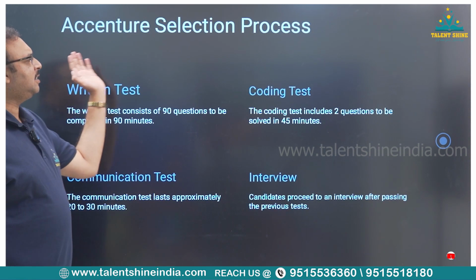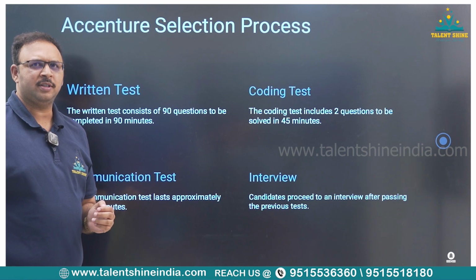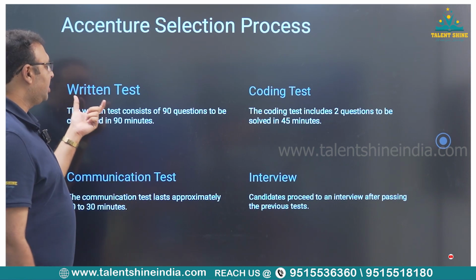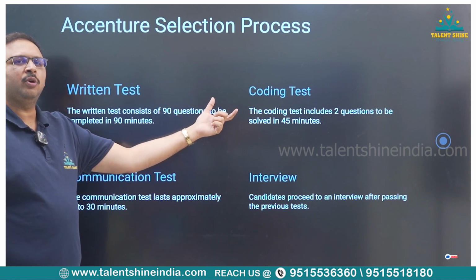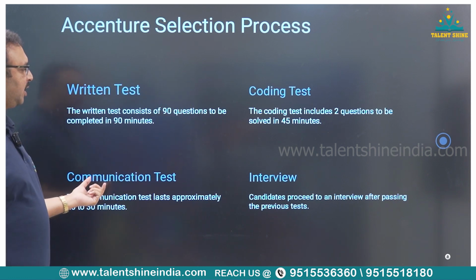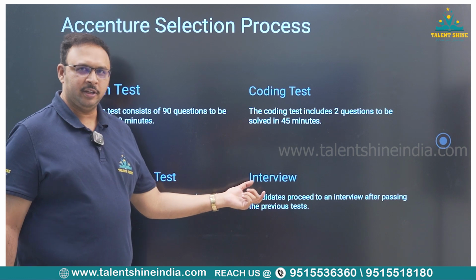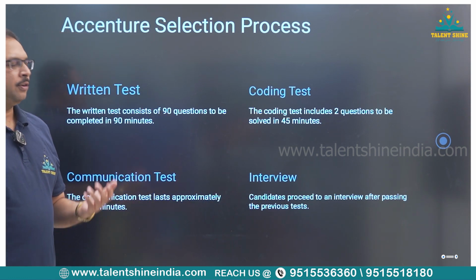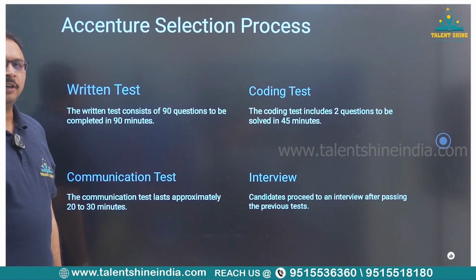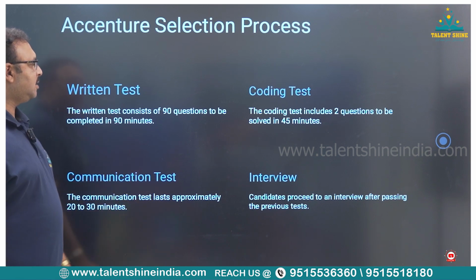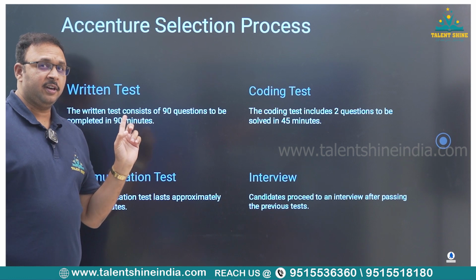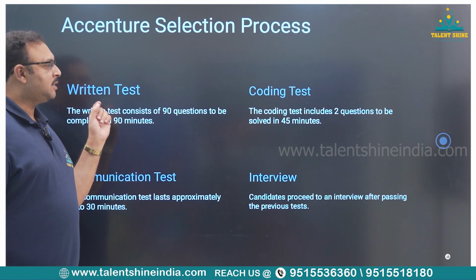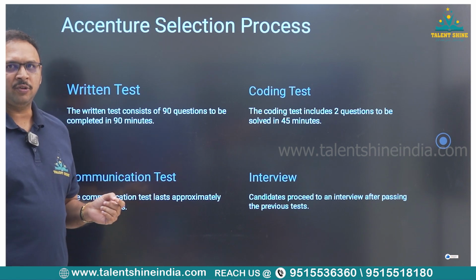This is the Accenture selection process. It has a total of 4 rounds. First is the written test, second is the coding test, third is the communication test, and finally the interview. These are the 4 rounds you need to face. Before going to the written test, I want to tell you one more important point: every round is an elimination round.